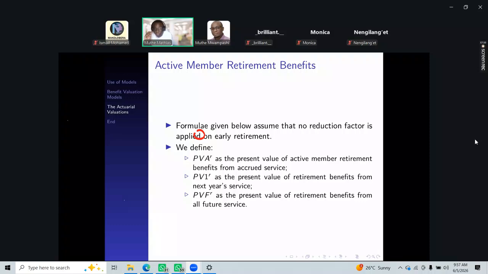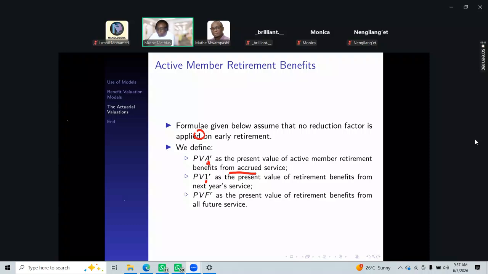So I'm going to estimate two things here, depending on the benefit I'm talking about. Because remember, we said before that you can have different types of benefits. You can have early retirement, you can have retirement at normal age, you can have benefits because of death, because of withdrawal and stuff like that. So I'm just going to start with the retirement, and this retirement, remember, includes early retirement. So I'm going to note the present value of active members' retirement benefits from accrued service. So A is from accrued service, 1 is from the next year of service. So 1 year, right? So it's the present value of the retirement benefit from the next year of service.